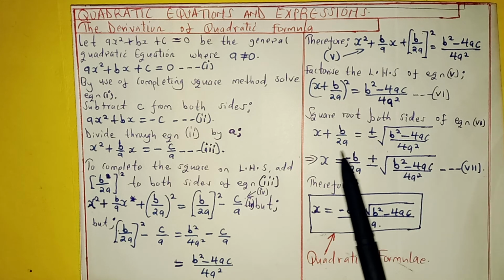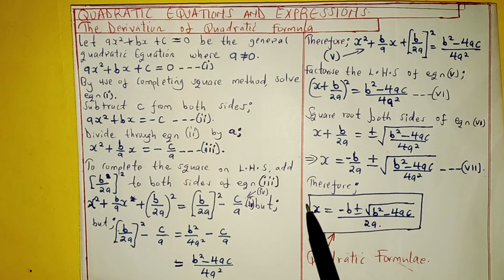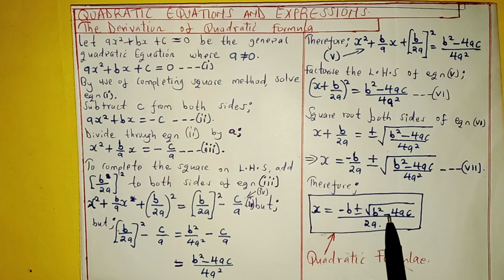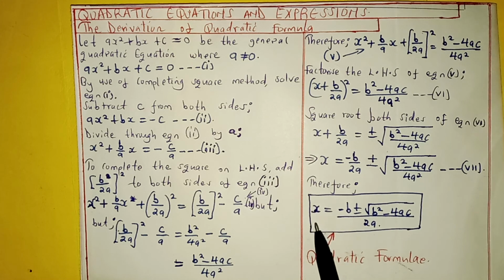When we simplify this equation number 7, we get this equation here, which is x equals negative b plus or minus the root of b squared minus 4ac, all over 2a. Now this is the quadratic formula.